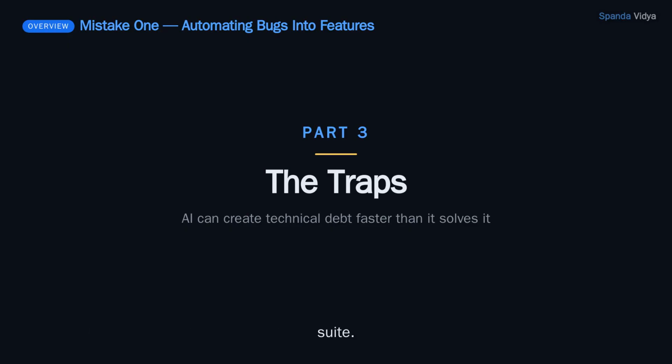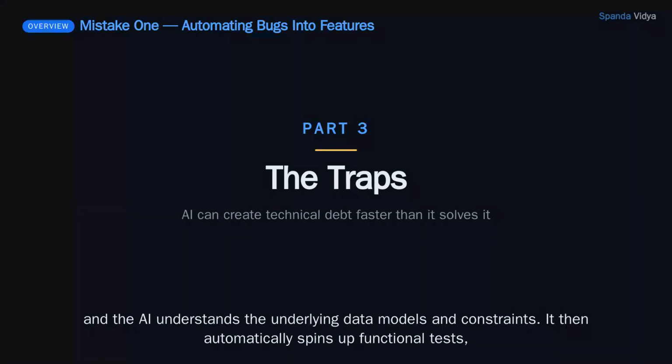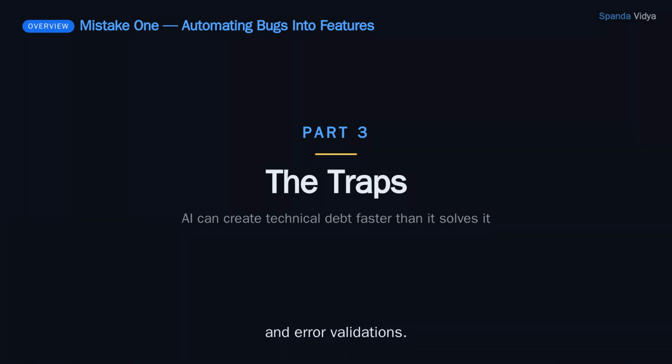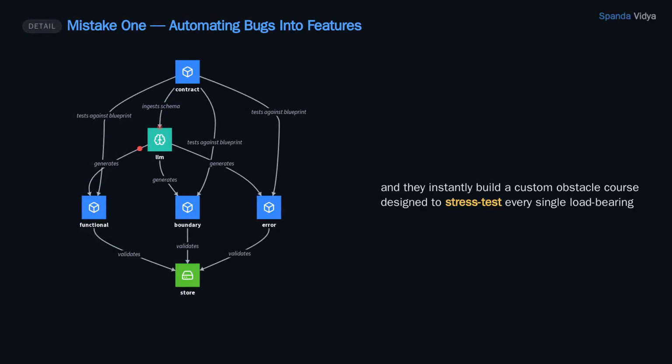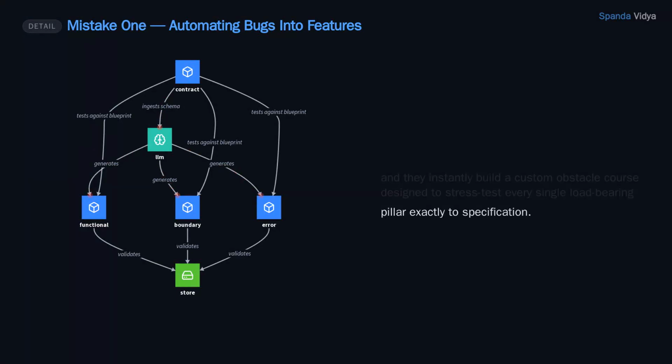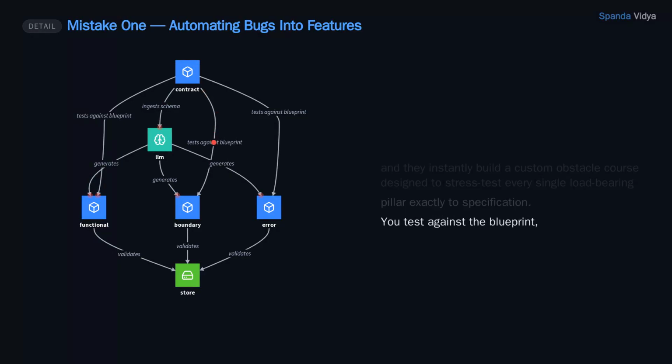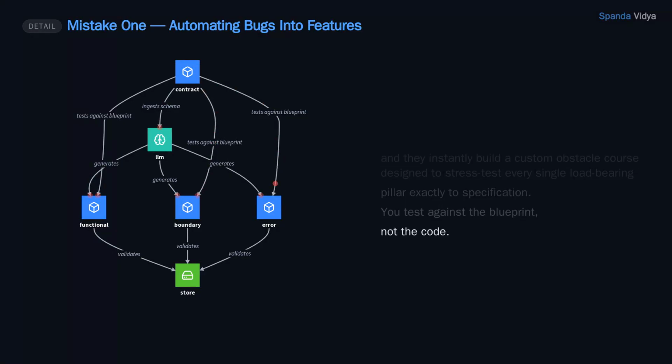You must use schema-aware generation. You ingest your OpenAPI or Swagger contracts, and the AI automatically spins up functional tests, boundary edge cases, and error validations. You are giving an automated quality inspector the master blueprint to a house, and they instantly build a custom obstacle course designed to stress test every single load bearing pillar exactly to specification. You test against the blueprint, not the code.